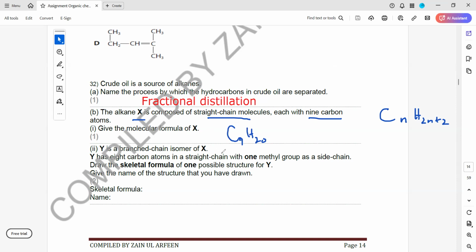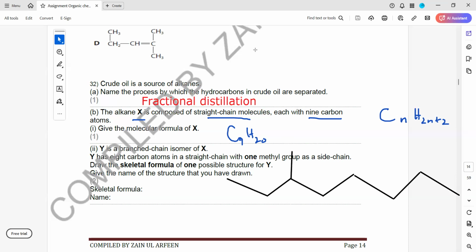Y is a branched isomer. It has 8 carbons in a straight chain and 1 methyl group on the side. Draw the skeletal formula of one possible structure. So Y is branched. We have to draw the skeletal formula first. Anywhere we can place a branch, but the carbon branch can only be placed from the second to the second last carbon. So 1, 2, 3, 4, 5, 6, 7, 8 carbons are there. I can put a branch here, at the second, or I can put a branch here. There are multiple possibilities.